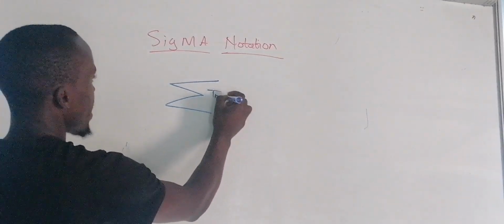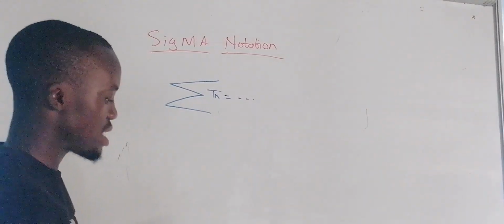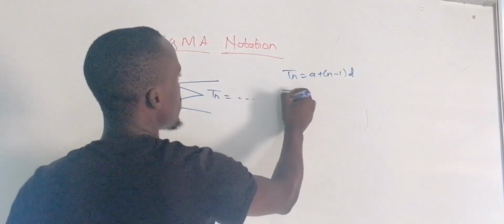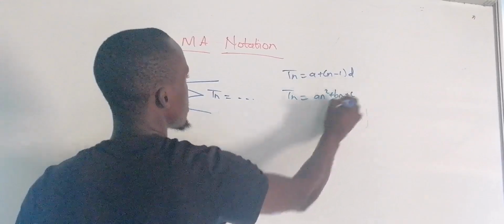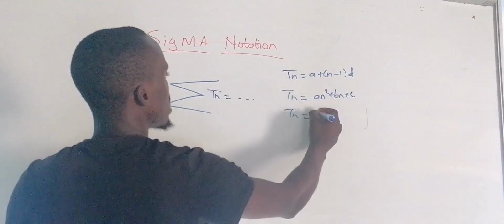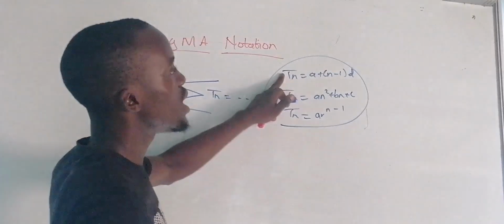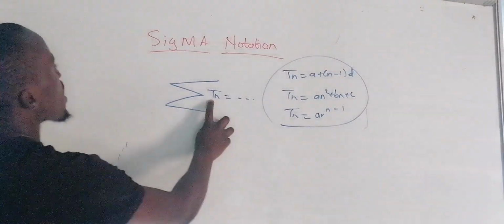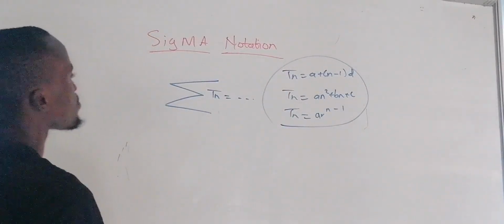Now here we have Tn. So the Tn, we know that in sequence we have Tn equals a plus (n minus 1)d, we have Tn equals an squared plus bn plus c, Tn equals ar to the power n minus 1. So this is linear, this is quadratic, then this is exponential or the geometric. So here it can be any of these patterns or sequences.